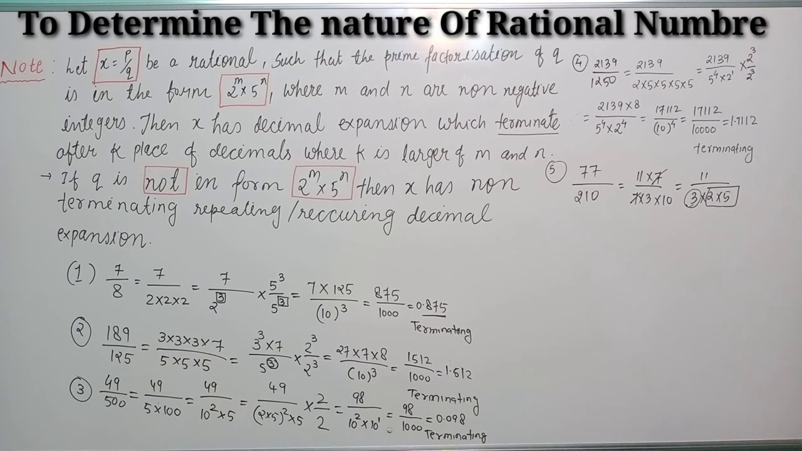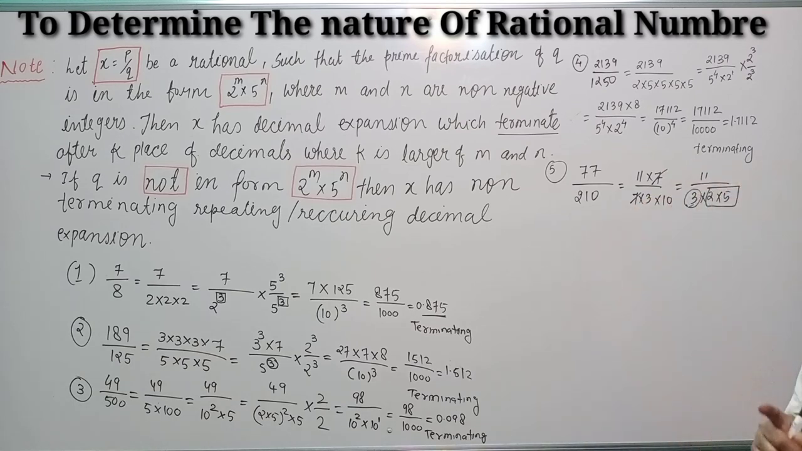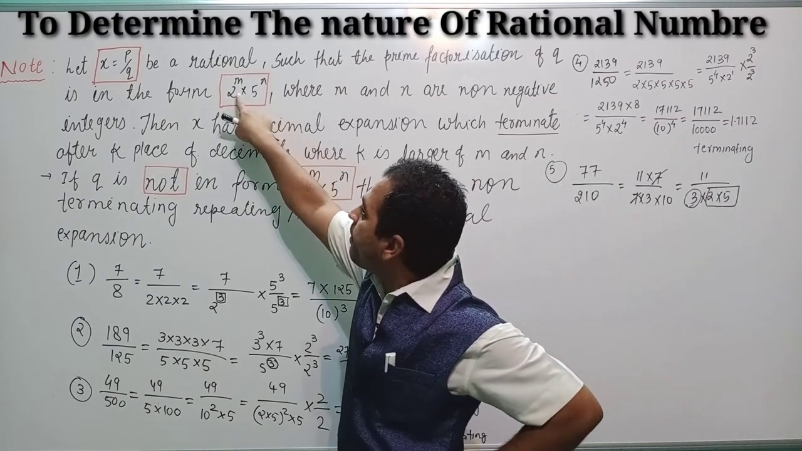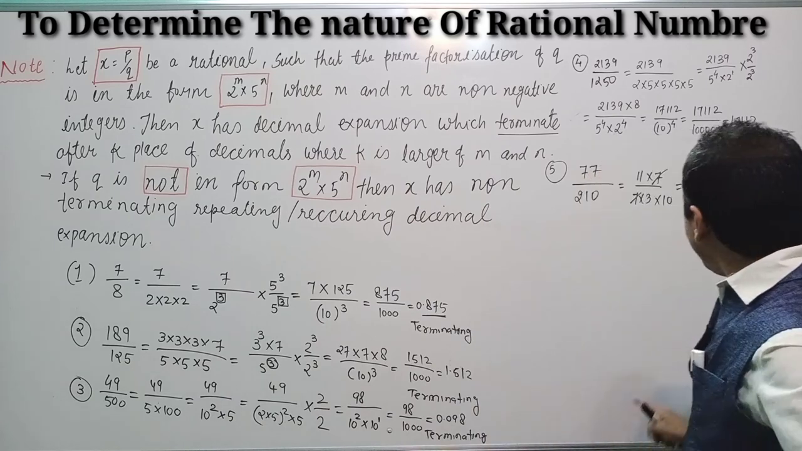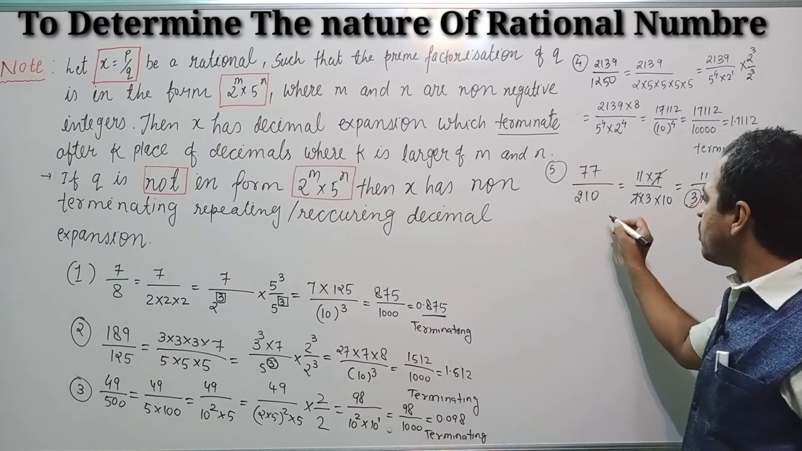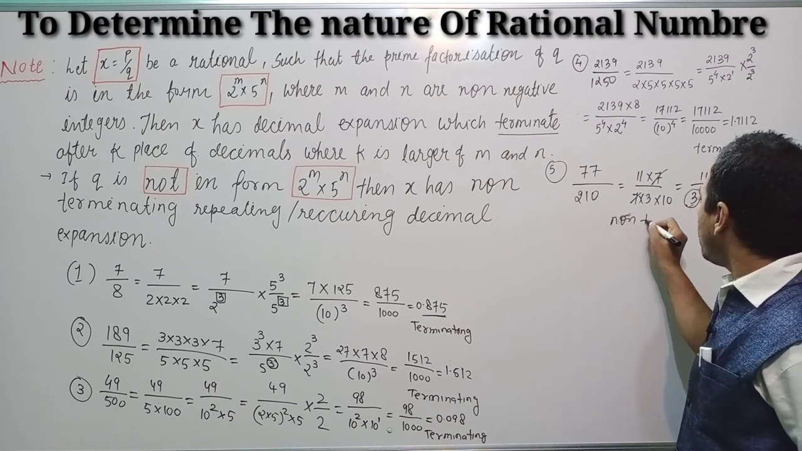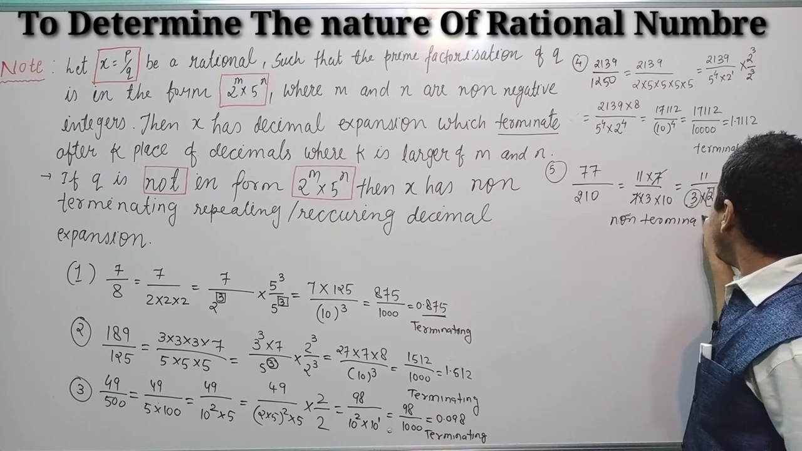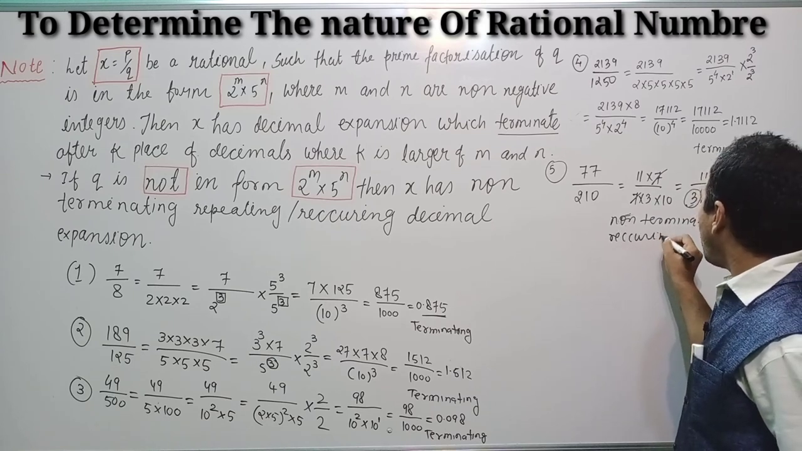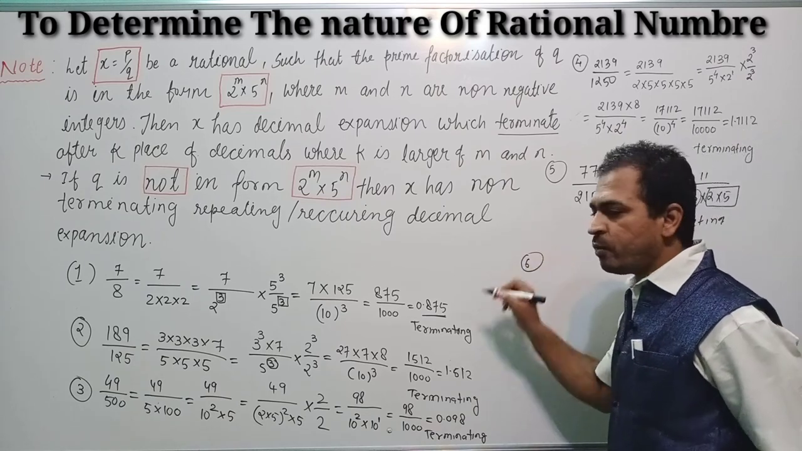But as per the definition, the fraction should be in the form of 2 to the power m and 5 to the power n. But here we are getting what? 3 also. So the decimal expansion of this term is non-terminating. Non-terminating recurring, right? Non-terminating recurring. Similarly students, moving to the question number 6.